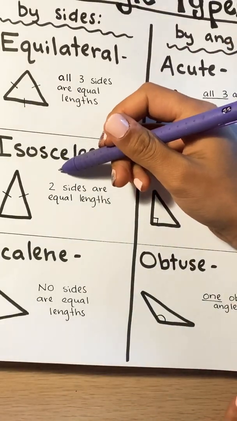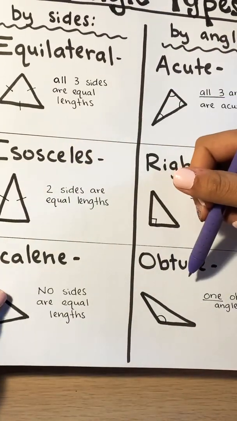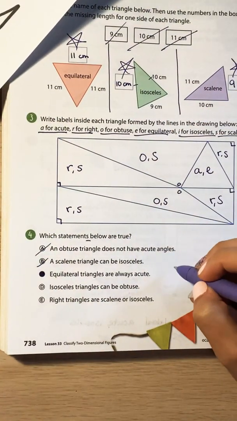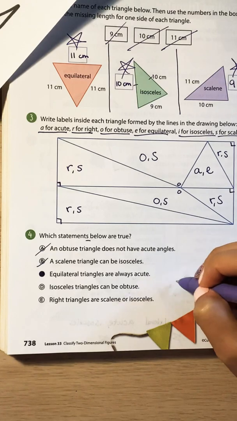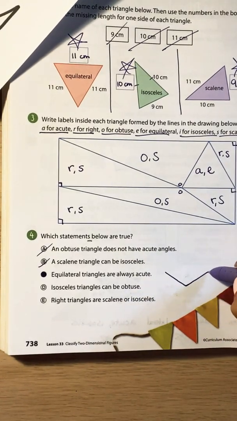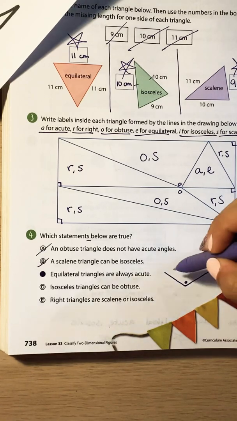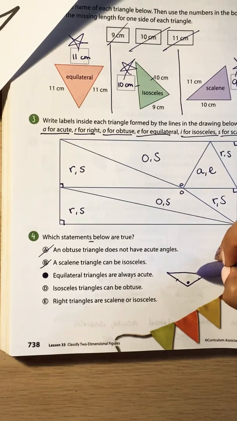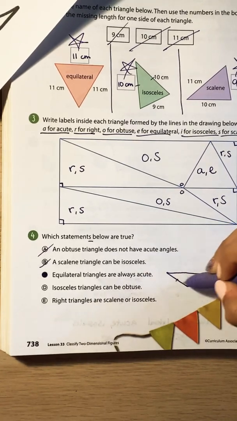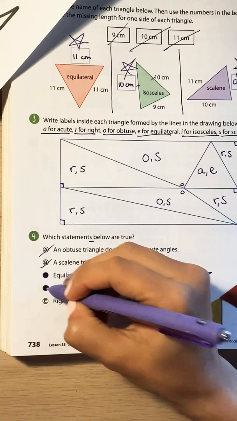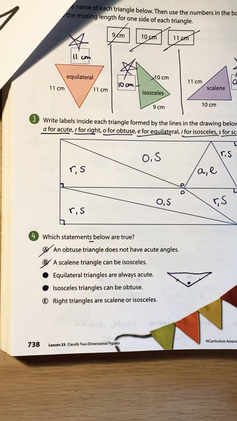Isosceles triangles can be obtuse. Isosceles triangles can be obtuse triangles. Let's see. So I'm gonna try and do an obtuse angle. So I'll do a really big wide angle. Okay, so that's obtuse. And if I make those the same length, if that's the same as this, and I just connect them here, then two sides are equal and I have an obtuse angle. So yeah, they can be. They don't have to be, but they can be.